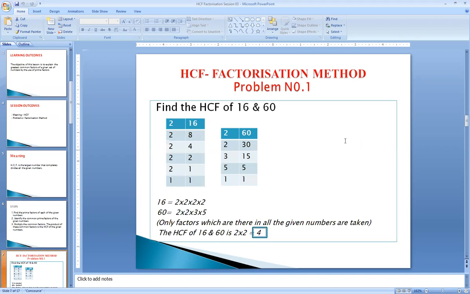Let us see this question. The problem is to calculate the HCF in the factorization method. Here, find the HCF of 16 and 60. Separately we have to calculate the factors for 16 as well as 60.